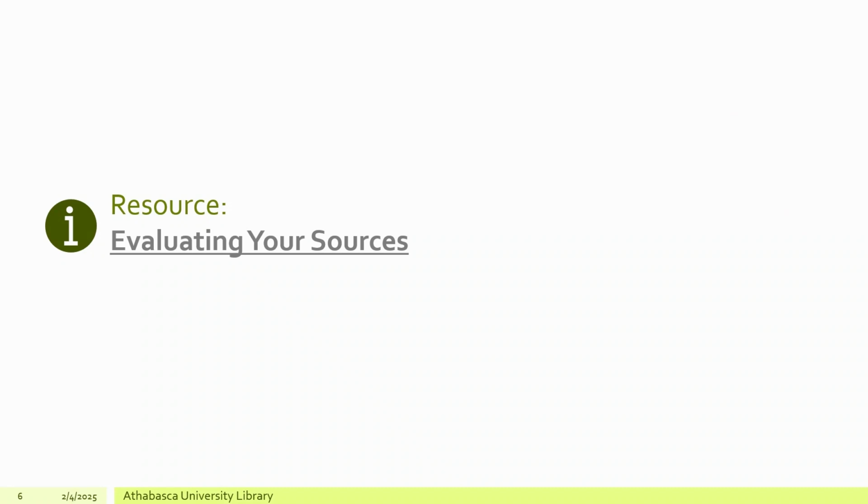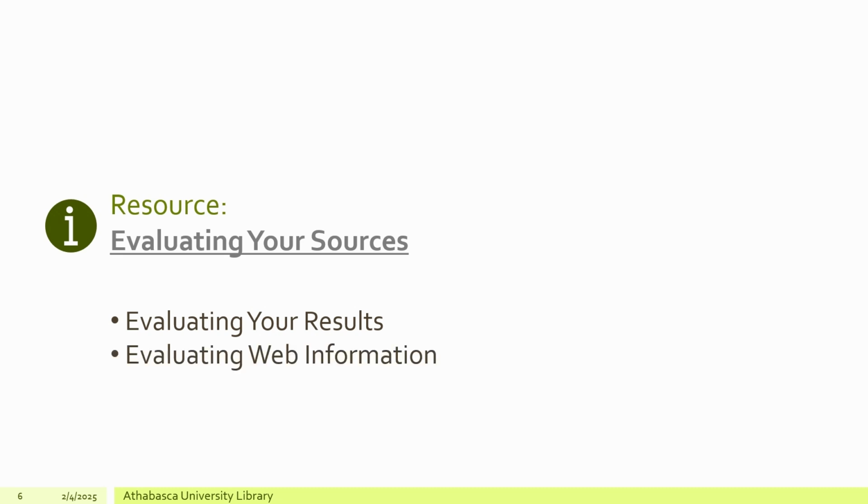To help you in your research, you can review the AU Library's tutorials on evaluating your sources to ensure they are good quality. This link and other links throughout this webinar will be provided below the recording. The library's guide on evaluating your results helps you determine if your search results are appropriate for your particular project. Their guide on evaluating web information shows how to apply criteria to evaluate and fact-check online content.